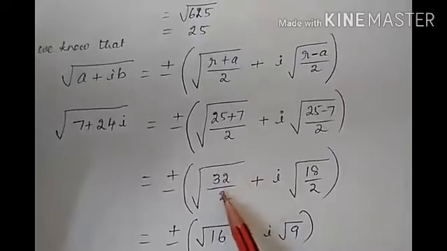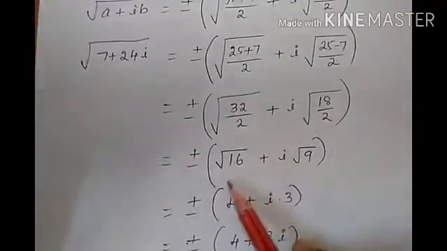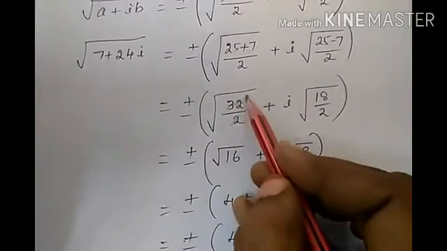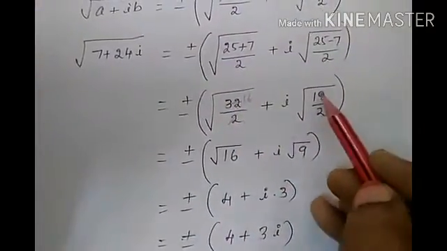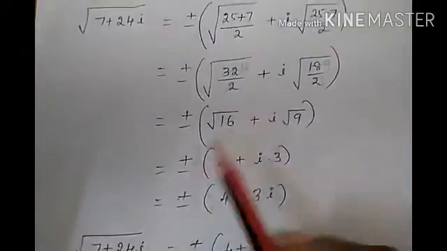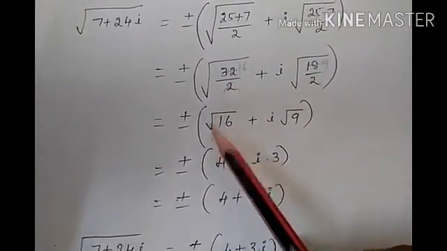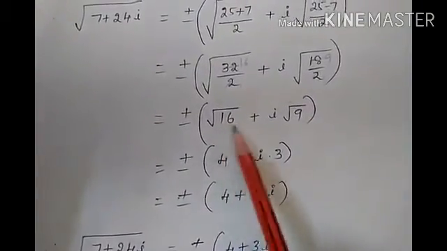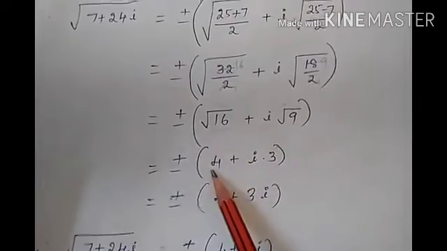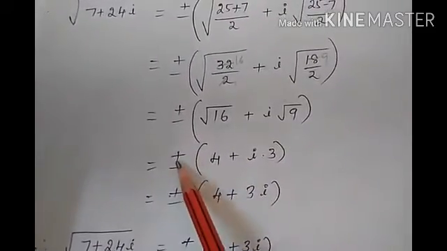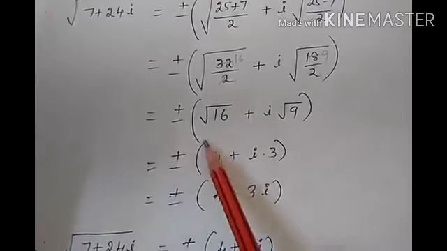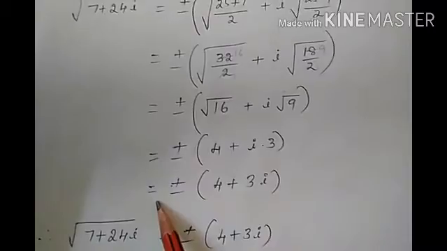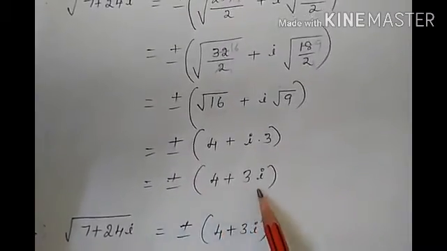On cancelling, you get square root of 16 and 9. 2 1s are 2, 2 16s are 32, 2 1s are 2, 2 9s are 18. Cancelling these two numbers, you get plus or minus root 16 plus i into root 9. What is the value of root 16? Plus or minus 4. Already here we are having plus or minus, so simply write plus or minus 4 plus i into root 9 gives 3. So, that is equal to plus or minus 4 plus 3i.